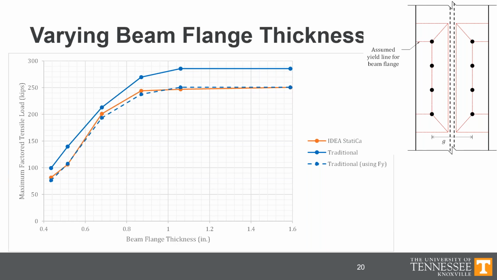These results show that when looking at the beam flange bending, we see some good comparisons between IDEA StatiCa and the traditional calculations, especially the version of the traditional calculations where we have Fy instead of Fu governing the yielding strength.